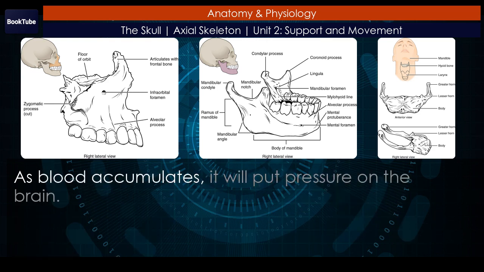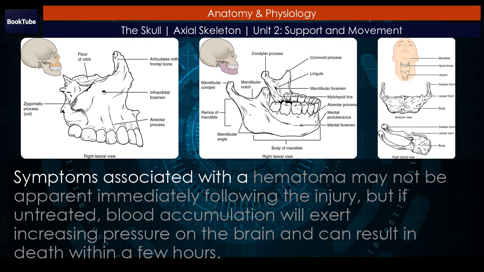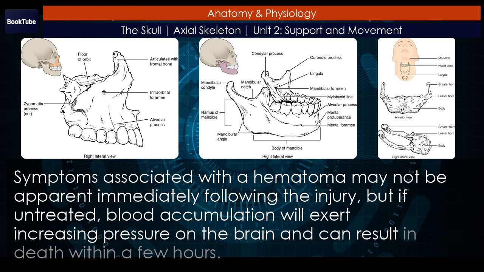As blood accumulates, it will put pressure on the brain. Symptoms associated with a hematoma may not be apparent immediately following the injury, but if untreated, blood accumulation will exert increasing pressure on the brain and can result in death within a few hours.